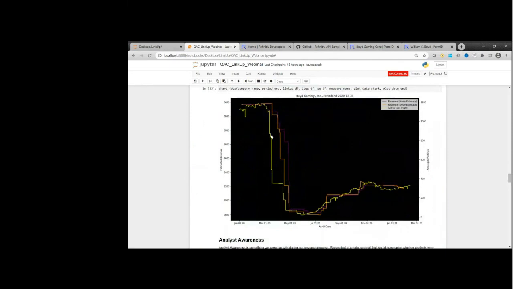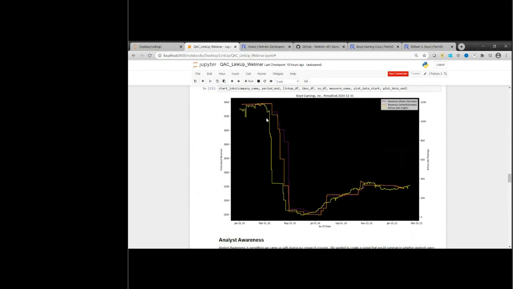Yellow is the active jobs from LinkUp. Purple is the consensus estimate from IBES. I call it mean because it's what it is. It's an equal weighted average. And then orange is the SMART estimate. And you'll see on the left-hand axis are the revenue numbers, and on a different scale on the right are the active job postings.